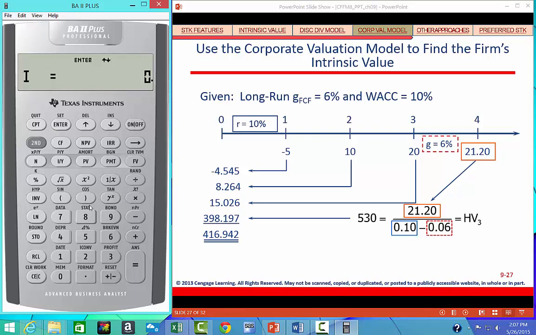And then I go to NPV and I enter in the weighted average cost of capital. I hit the down arrow and hit compute. And you see that we get the value of the firm is 416.942, and that could be in millions of dollars.